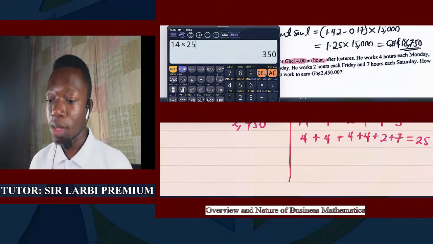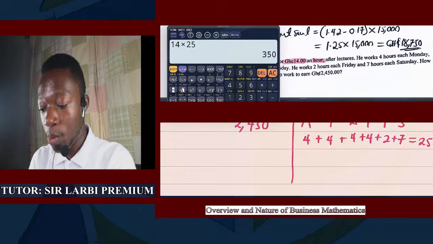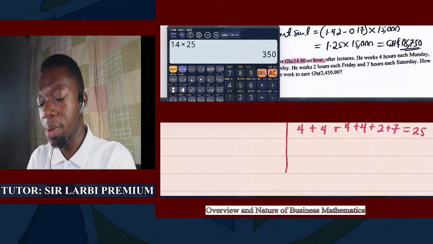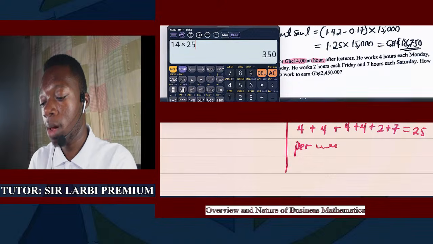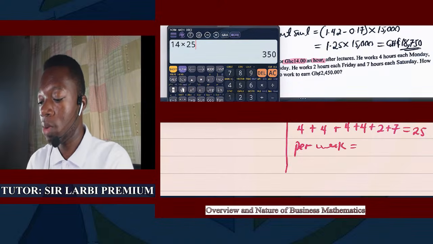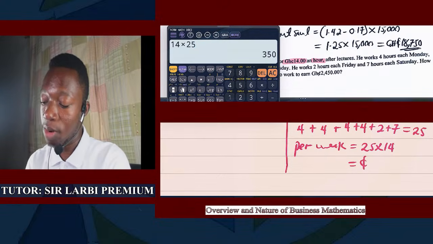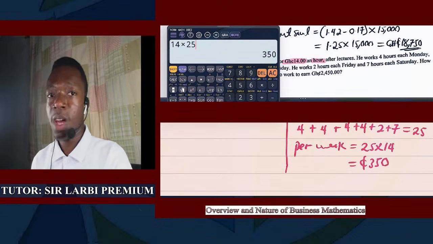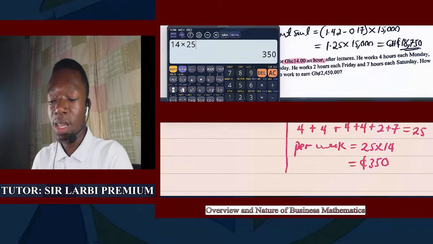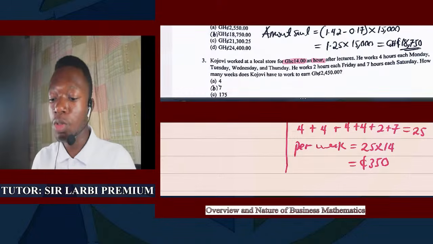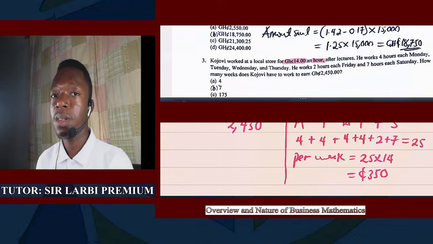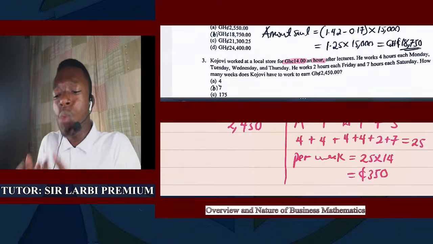So we are going to get 350. So in total, per week cost, let me write it like this: per week is making 25 multiplied by 14 Ghana, and we are getting a total of 350. So if you are having a total of 350, that means that for every week, he can earn 350 Ghana cedis. And we have been given a total of 2,450, and they're asking us how many weeks can he work to get that 2,450.